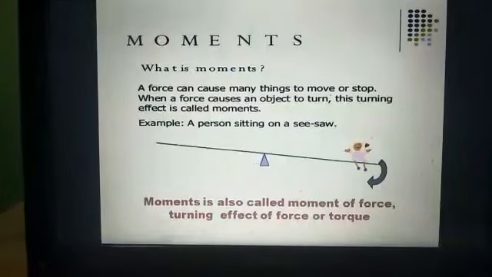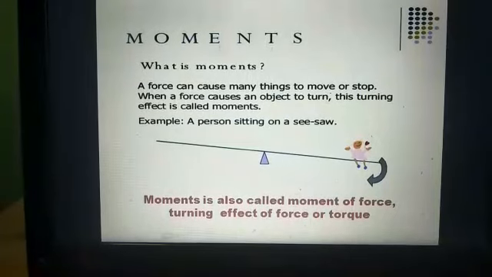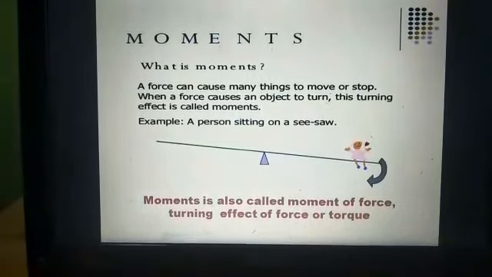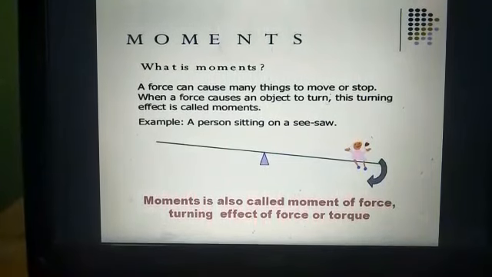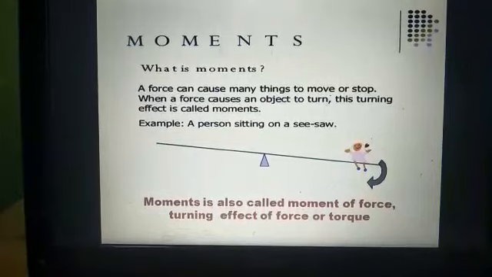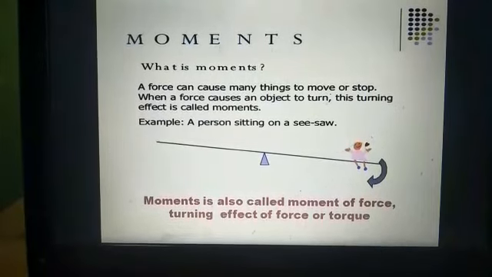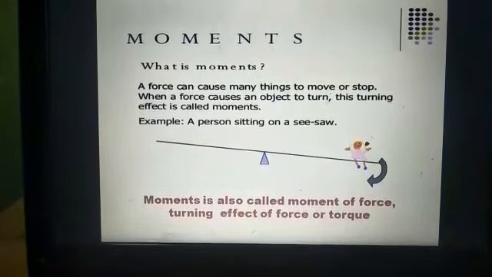What is force? A force can cause many things to move or stop. And what is moments? When a force causes an object to turn, this turning effect is called moments. For example, a person sitting on a seesaw, and we observe the turning effect of force. Moments is also called moment of force, turning effect of force or torque.